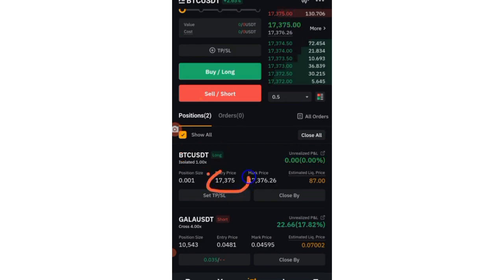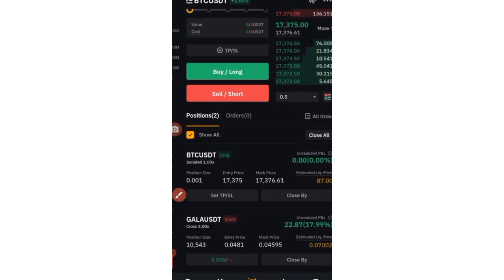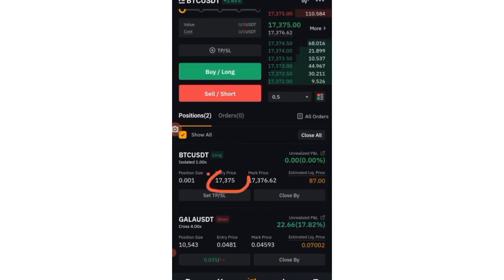You can see the entry price. I bought it at an entry price of 17,375. That's the size that I bought it. Okay, so if this keeps rising, I will be in profit. If it rises to 18,000, I'll be in profit. If it falls, I'll be in loss. That's the way futures works. Longing on futures, that's the way it works.